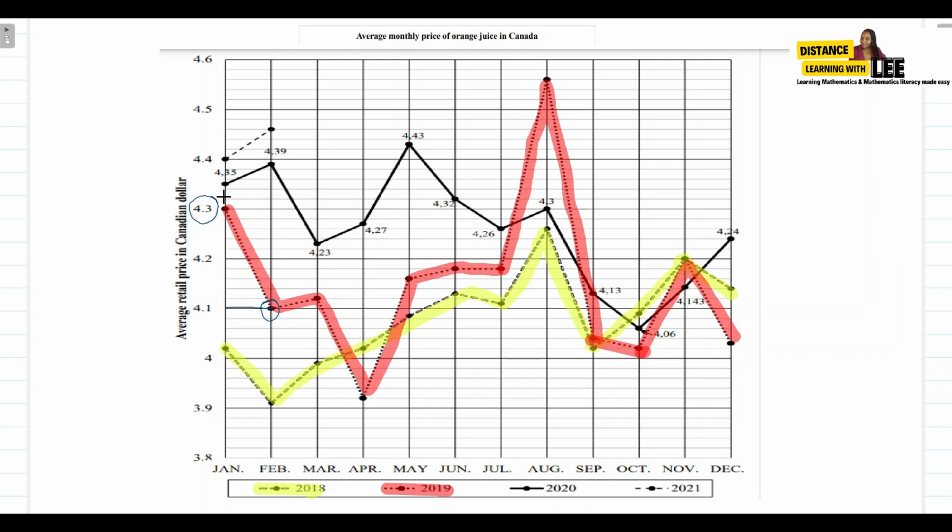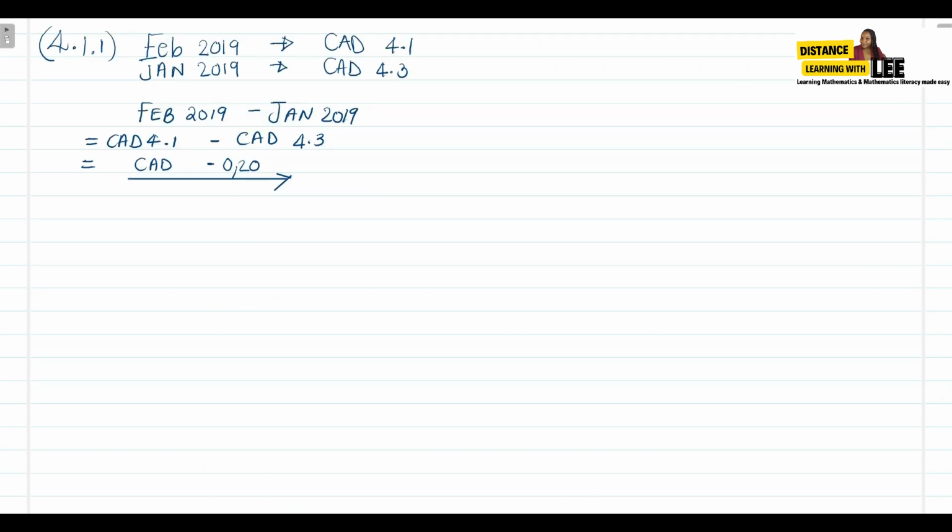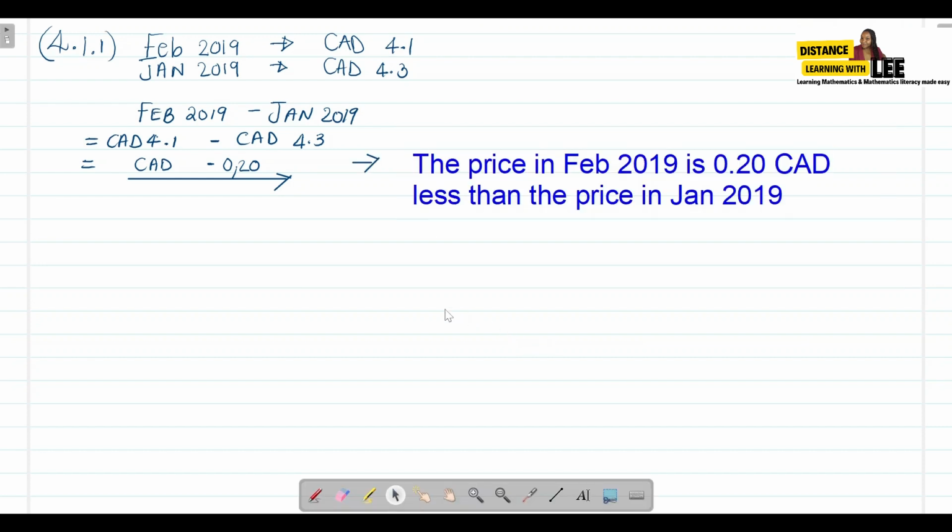So in this case, that decrease amounted to 0.20 Canadian dollars. Okay. So our answer of negative 0.20 basically means that the price in February 2019 is 0.20 Canadian dollars less than the price in January 2019.